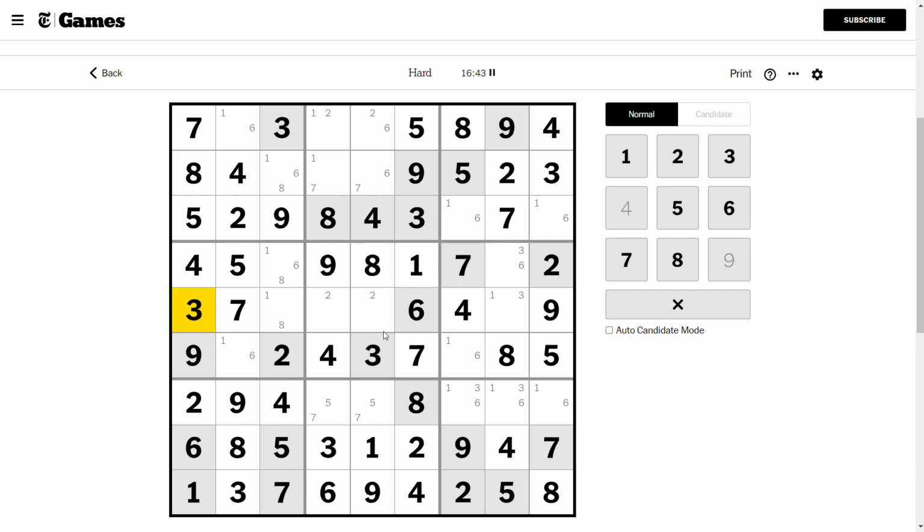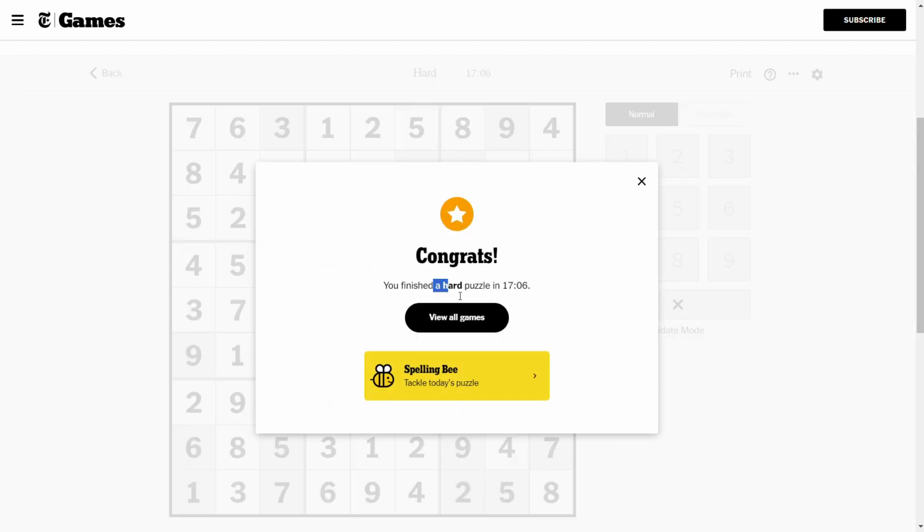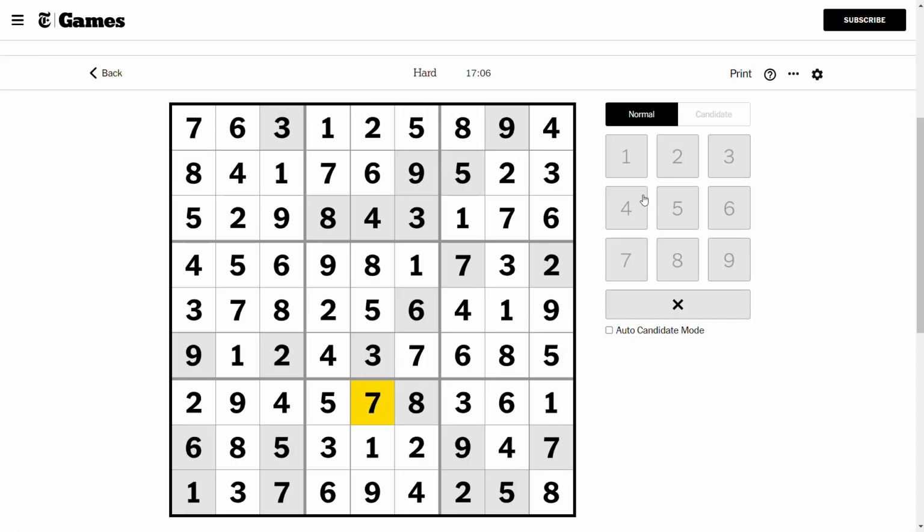Places the 3 here. And then I don't think I would need to explain more, because this is just very basic Sudoku rules to finish up the puzzle. The 2, yes, 2 must go there. 7. Alright, so I finished today's hard puzzle in 17 minutes.